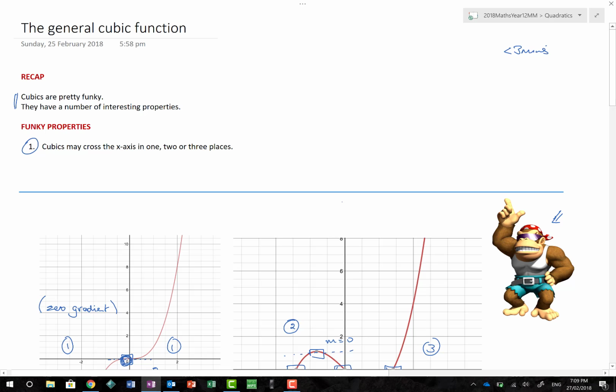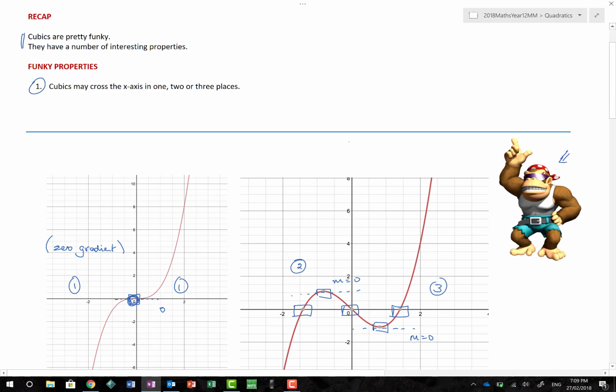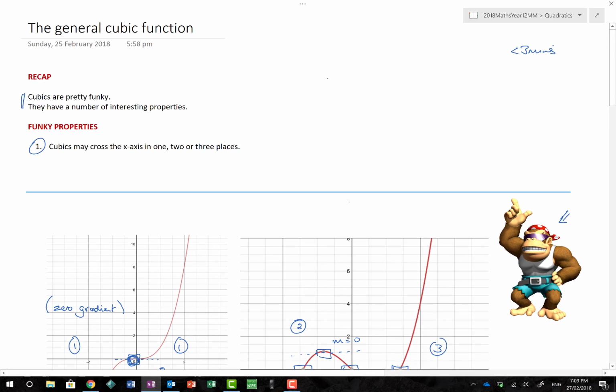Well, there we go, ladies and gentlemen, the general cubic function. You now know everything there is about cubics. My advice is when you get graphs of the form y equals x minus 2 cubed plus 4, you now know that that is basically a standard cubic, which is this graph here, translated 2 to the right and 4 up.